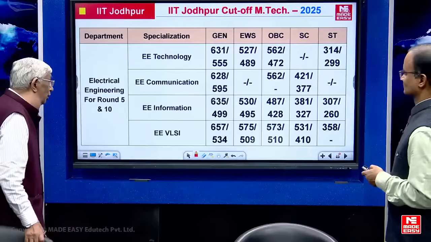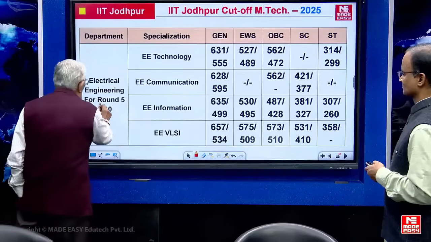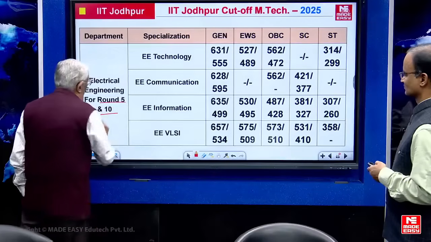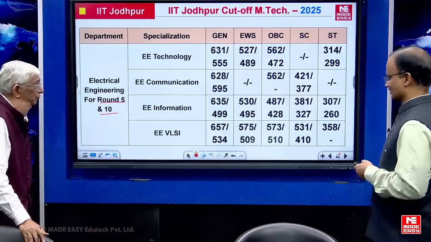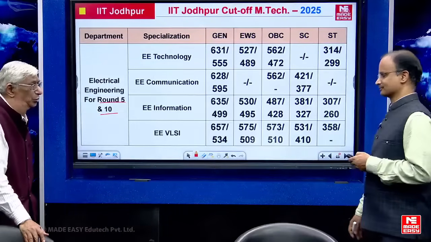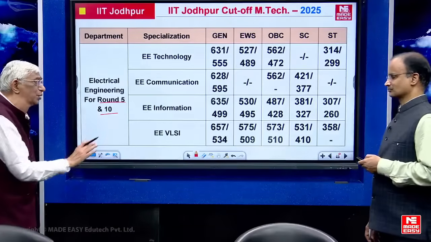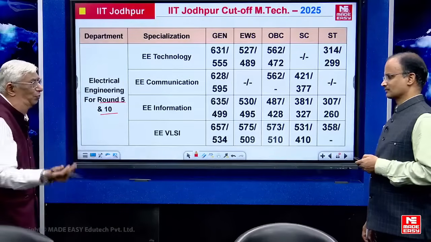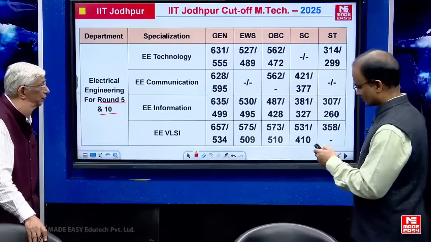IIT Jodhpur, again multiple rounds. This minimum and maximum is based on the closing of round 5 and closing of round 10 or earlier round, depending on the presence. Total 10 rounds. As you will see in the schedule of COAP, there are a maximum of 10 rounds. An institute may or may not participate in every round. Depending on the vacant seats, they will participate.